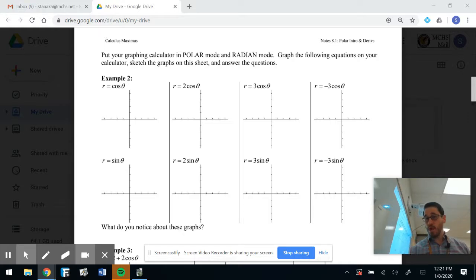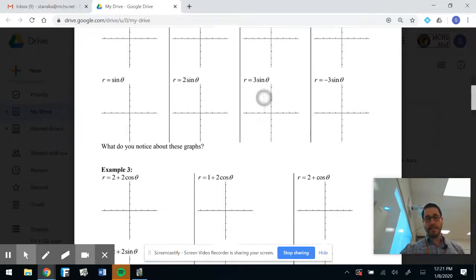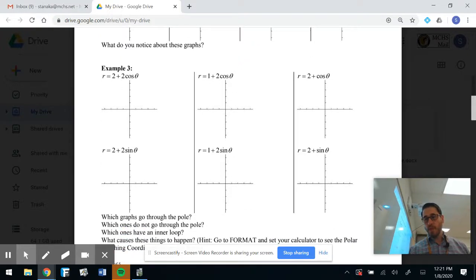All right, last class. Example 2, right? Those were all circles. If it was cosine, symmetric about the x-axis. If it was sine, symmetric about the y-axis, right? These dudes were cardioids if the constant and the coefficient were the same. They were limaçons, right? If the constant was smaller than the coefficient. And it was a dimpled cardioid or dimpled limaçon if the constant was bigger, right? But those are all examples of polar curves.